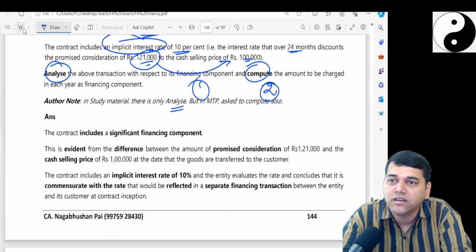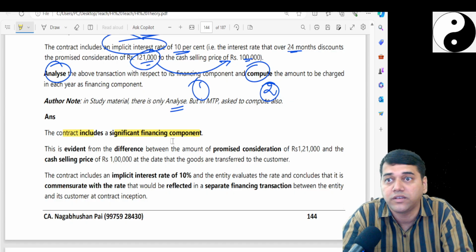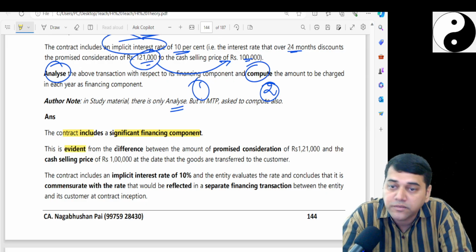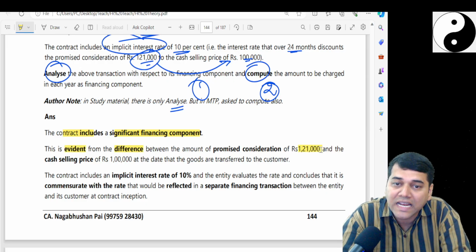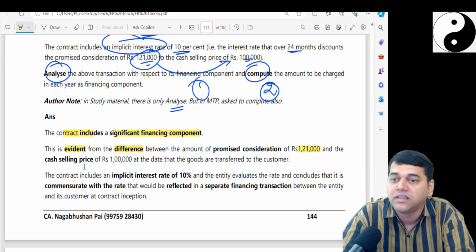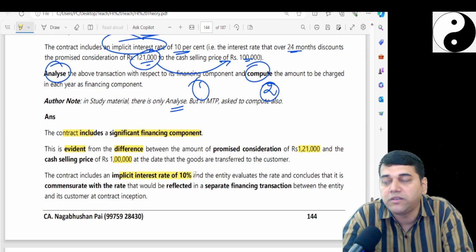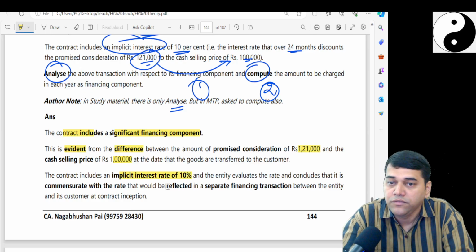You say that the contract includes a significant financing component, because 1,21,000 is a very big amount. How do you know? It is because there is a difference between 1,21,000, which is the transaction price, and the cash selling price of 1 lakh. And the implicit rate of interest will be 10%, which reflects a separate financing transaction between the entity and its customer.